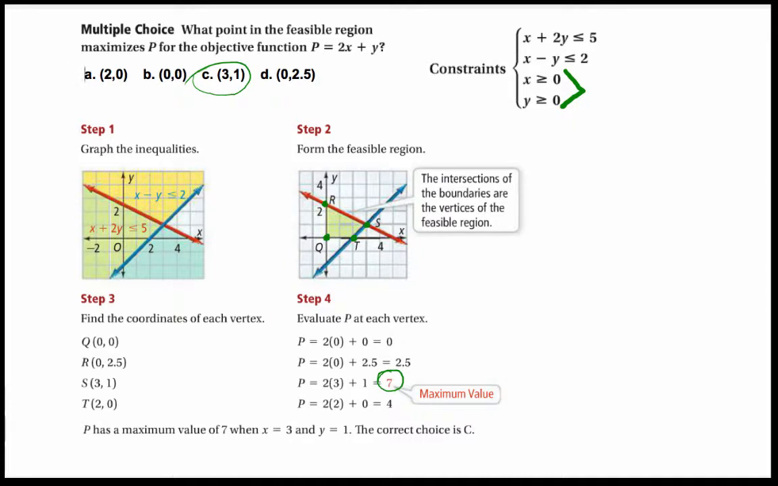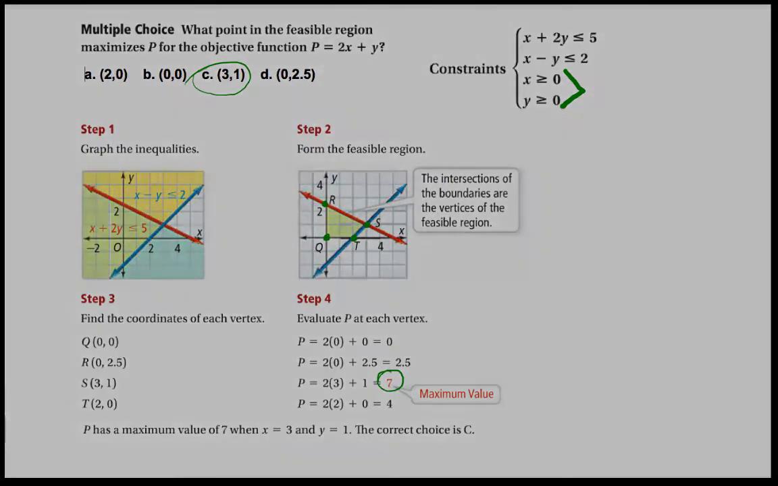So we could be asked, what is the maximum, or what point produces the maximum? If this problem had context, and these variables had meaning, we might be asked what combination of those 2 variables produces the maximum value. So we just have to make sure that we're addressing the question. This one was a multiple choice, so it's not as difficult.